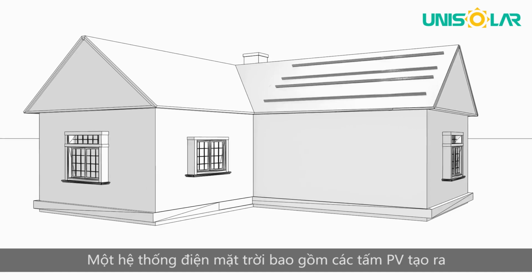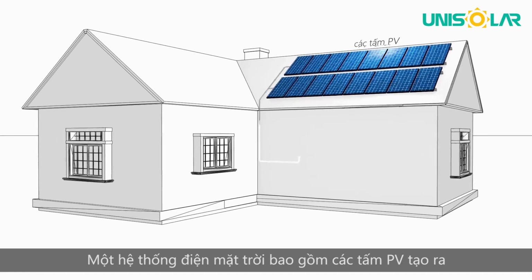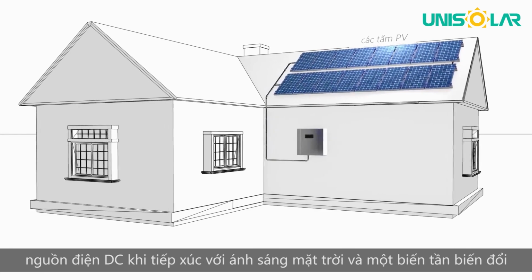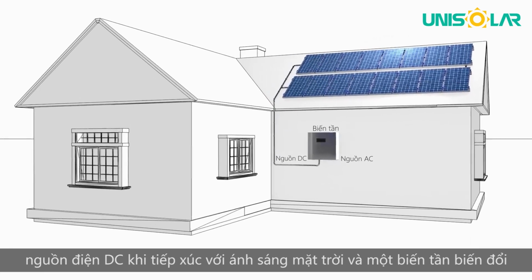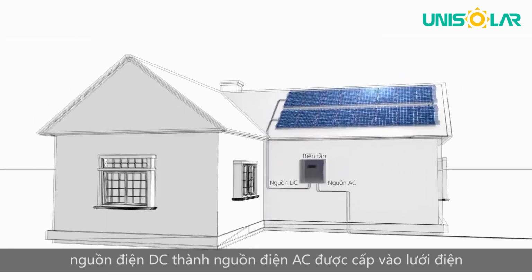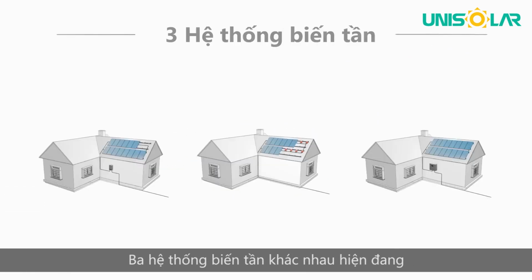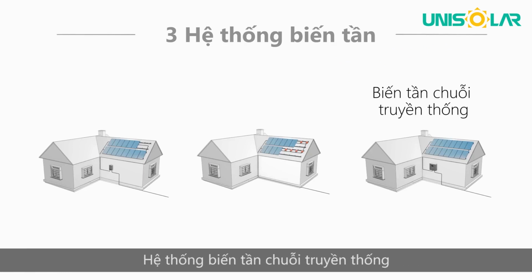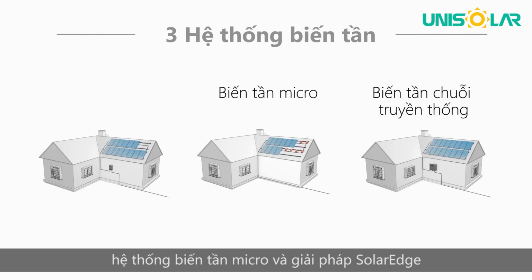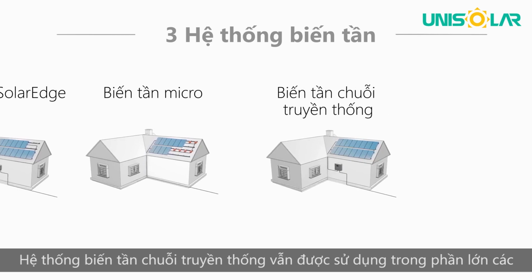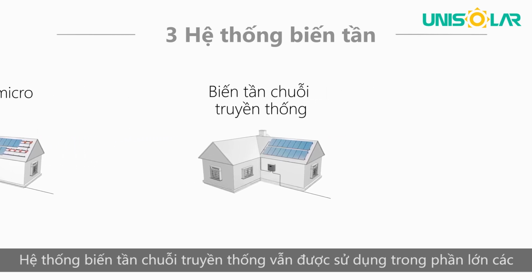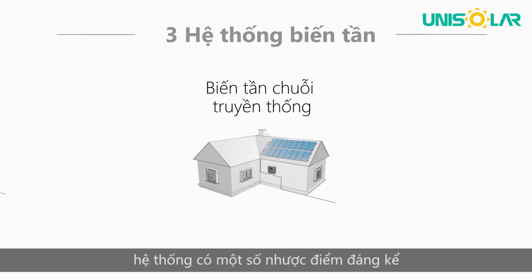A photovoltaic system consists of PV panels, which produce DC power when exposed to sunlight, and an inverter, which inverts the DC power into AC power that is fed into the utility grid. 3 different inverter topologies are currently used in PV systems: a traditional string inverter system, a microinverter system, and the SolarEdge solution.